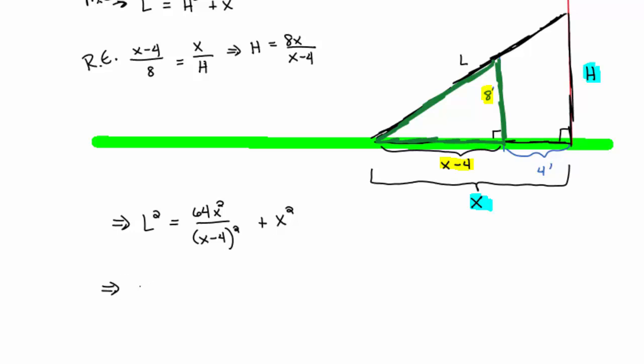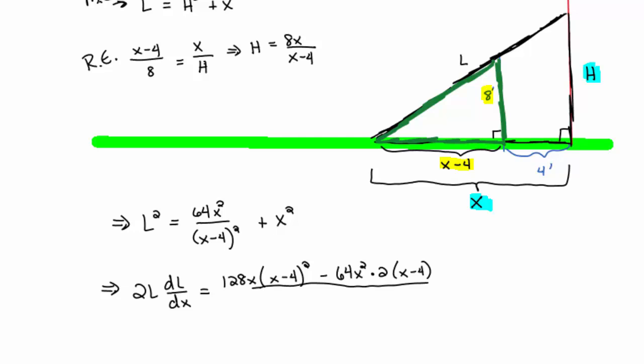If I do that, I will get 2L dL/dx, or in other words, L prime, is equal to, and the derivative of the right-hand side, notice there's no radicals here, so that's kind of nice. Derivative of the right-hand side, well, that's a quotient rule, unfortunately, so that's 128x times the quantity x minus 4 squared, minus that numerator, 64x squared, times the derivative of the denominator, which is 2 times x minus 4 to the first, times the derivative of x, but that's just 1, all over that denominator squared. So that's x minus 4 to the 4th, and then plus 2x.